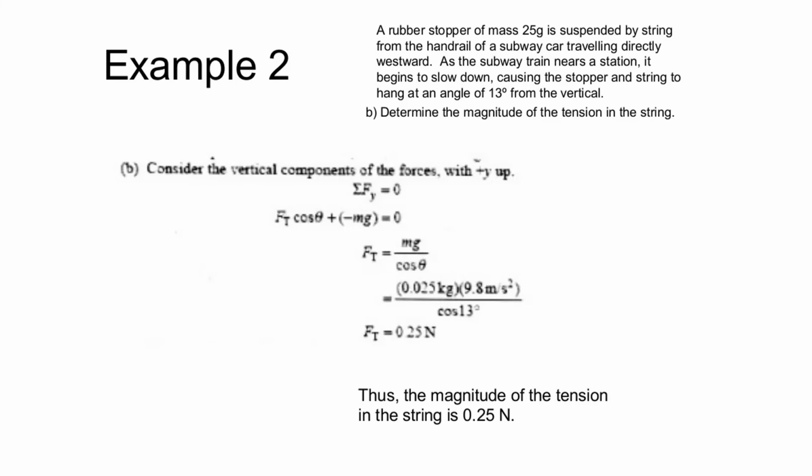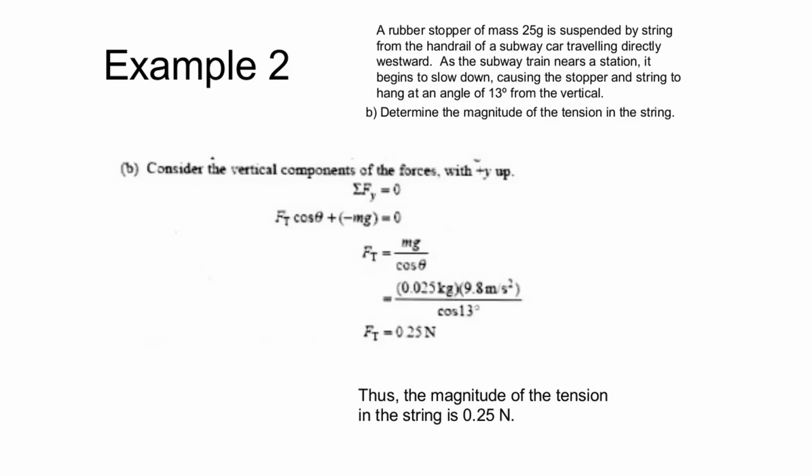For part B, consider the free body diagram for the solution. We consider the vertical component of the force in the positive y direction. Summation Fy is equal to 0. F_T cos theta minus mg is equal to 0. Then F_T is equal to mg over cos theta.